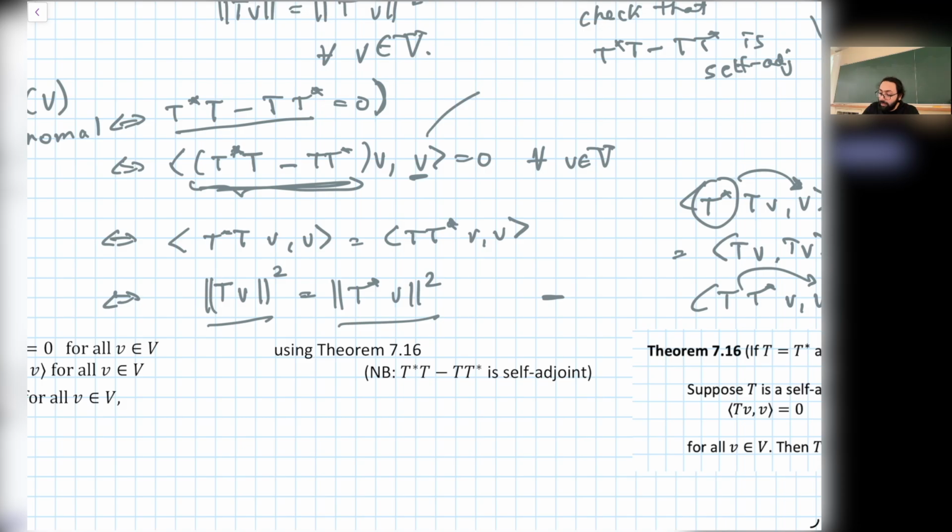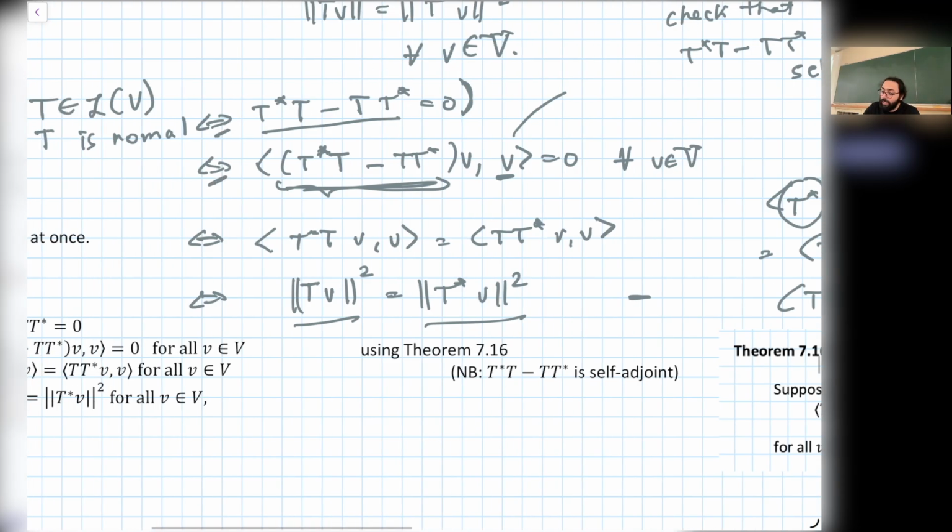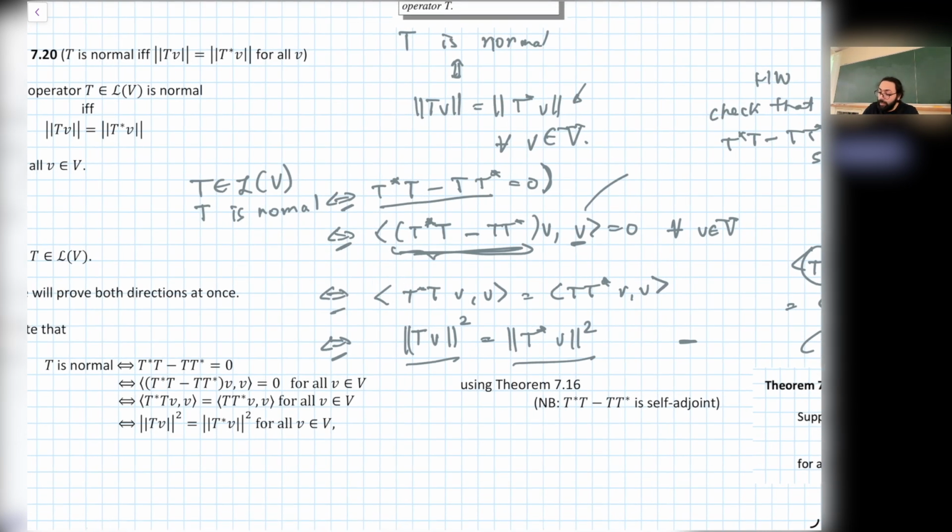So then you basically have norms, and the norms match. And remember, each step was an equivalence. We did not say that it's only one direction. We showed each step is equivalent. So basically you end up with the fact that T being normal is equivalent to just checking that the norms match.